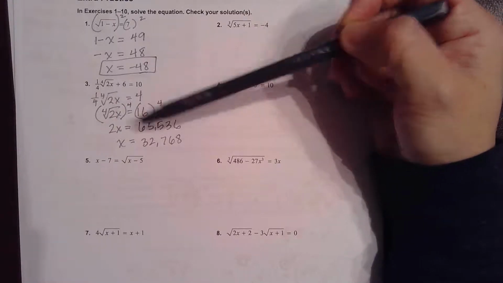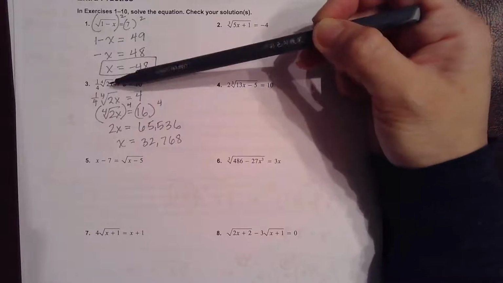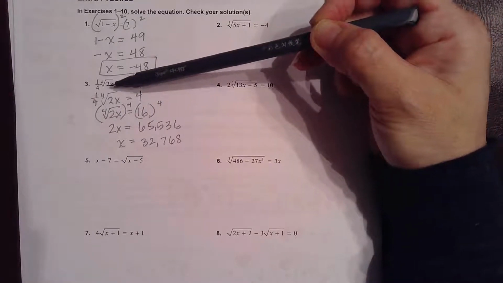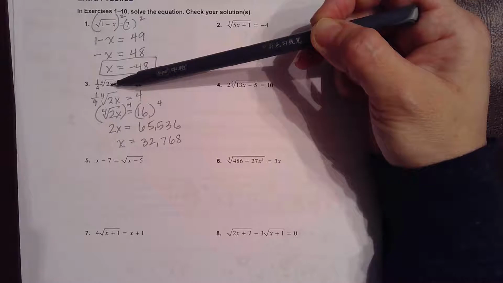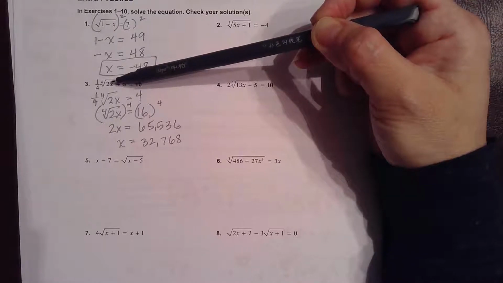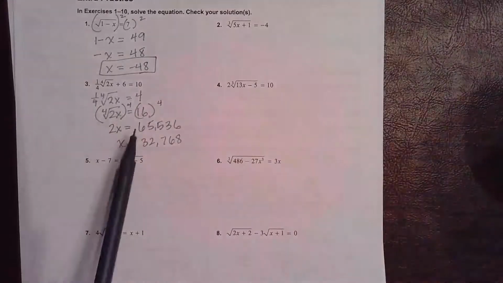The 4th root of 32 is, oh, hang on, let me double check this. All right, sorry.